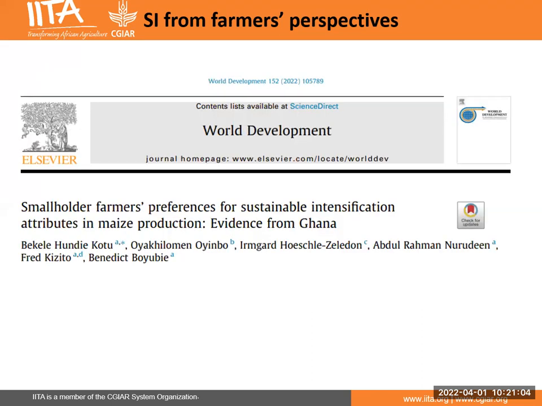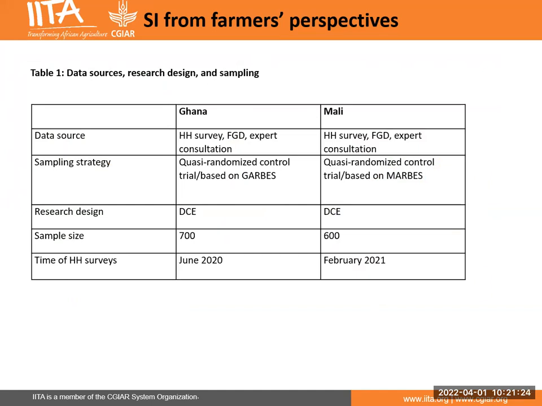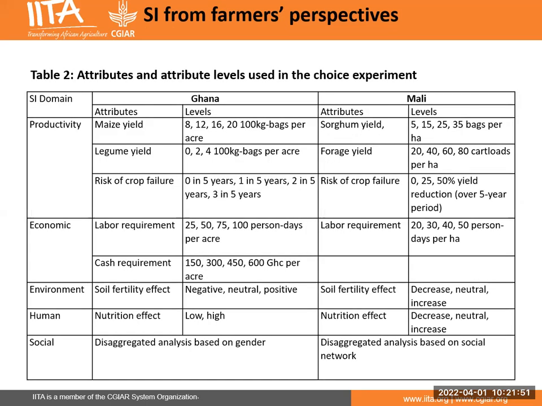The findings of one of the studies are already published, and the other is in process. The studies were conducted in 3 regions of northern Ghana and 3 districts of southern Mali. We used a household survey, focus group discussions, and expert consultations to collect the data. Our research followed a discrete choice experiment design. We covered 700 households in Ghana and 600 households in Mali. We considered 7 attributes in Ghana and 6 different attributes in Mali.